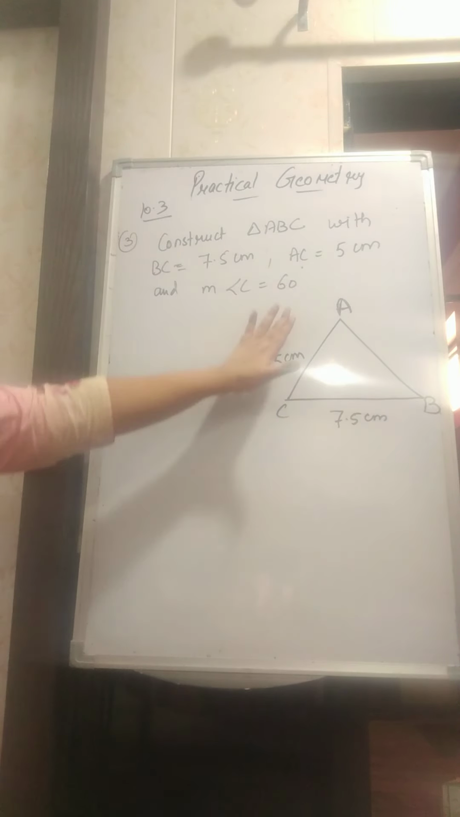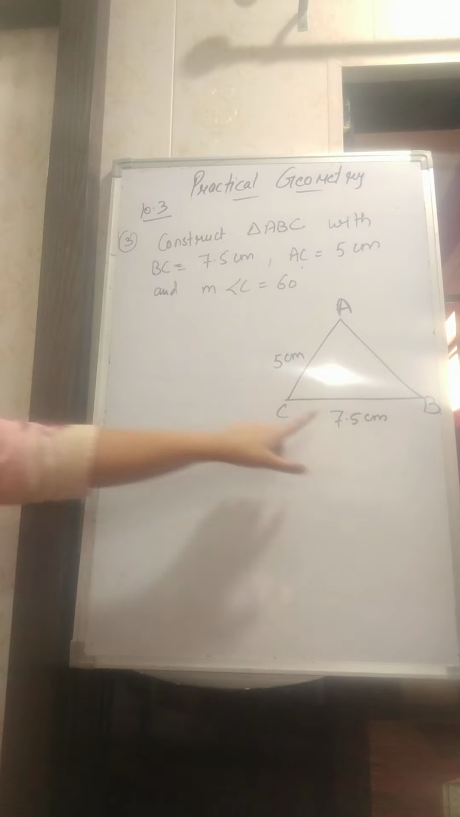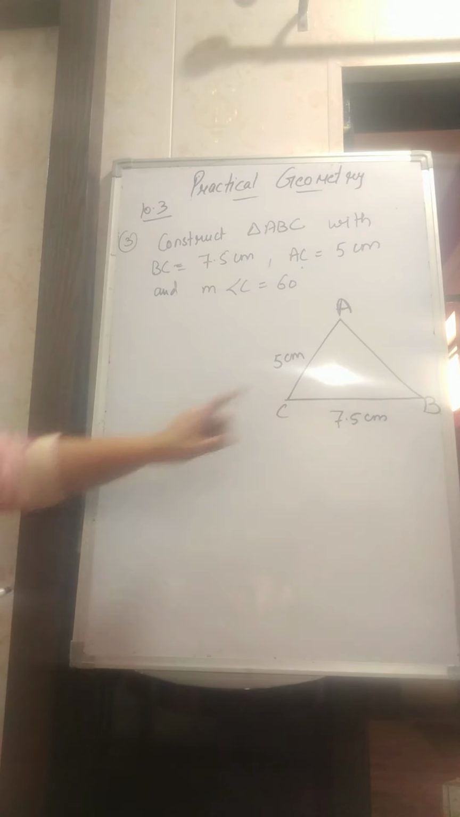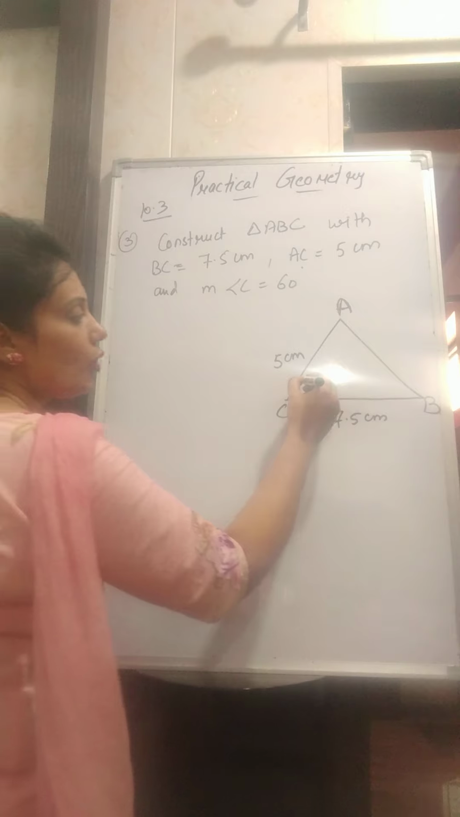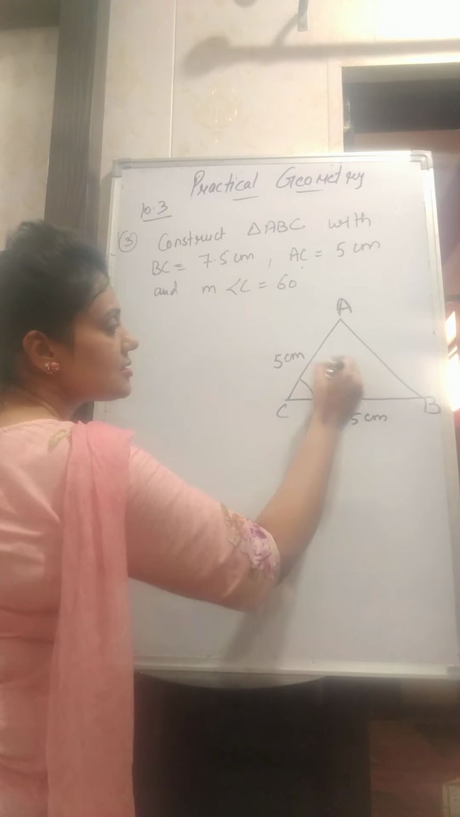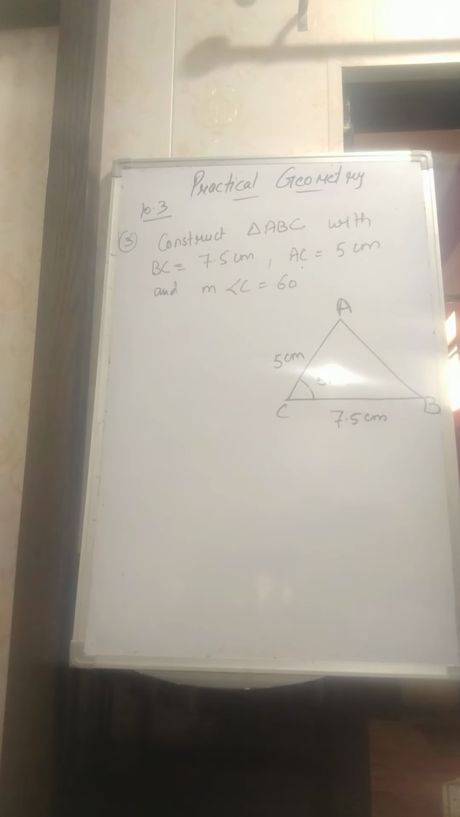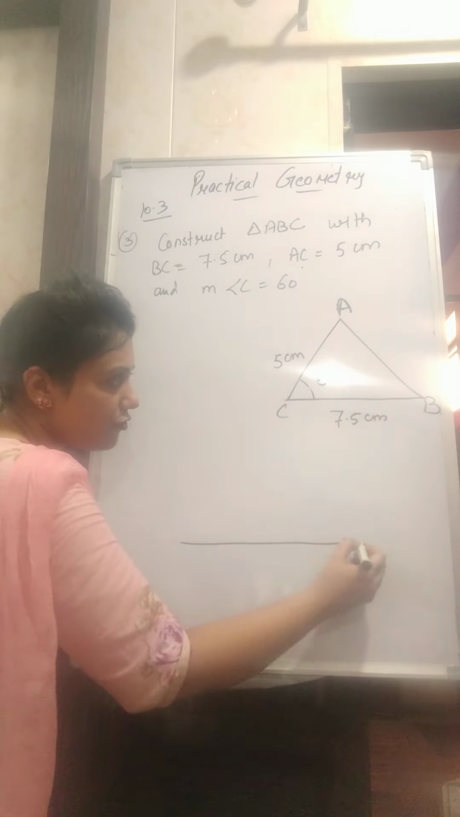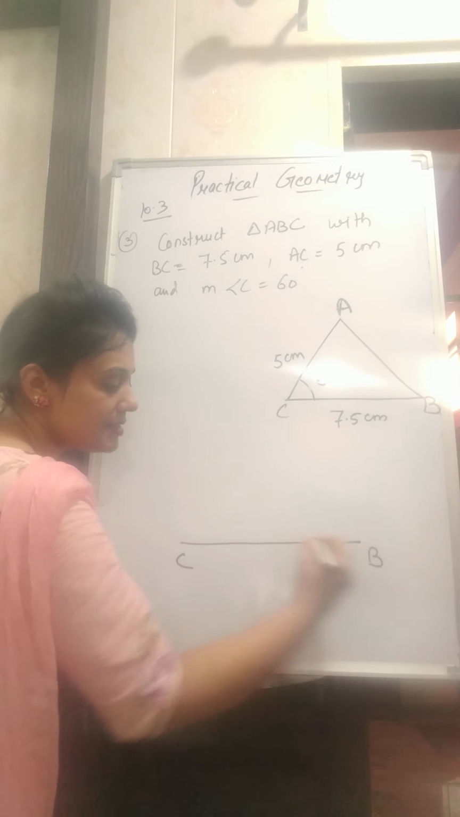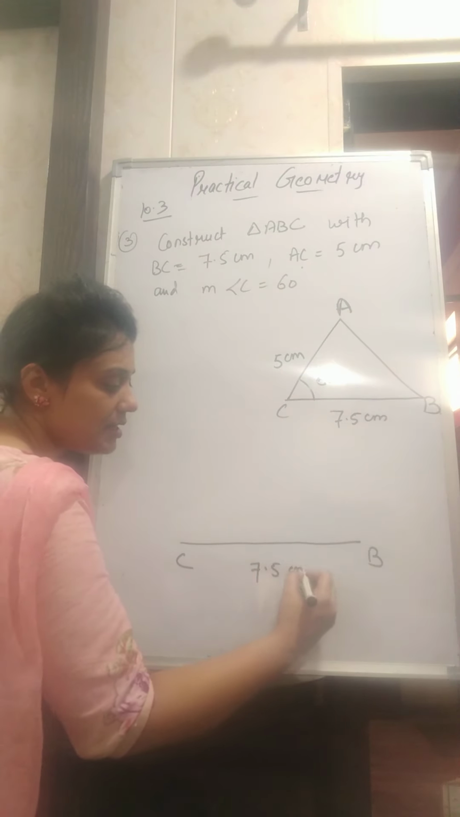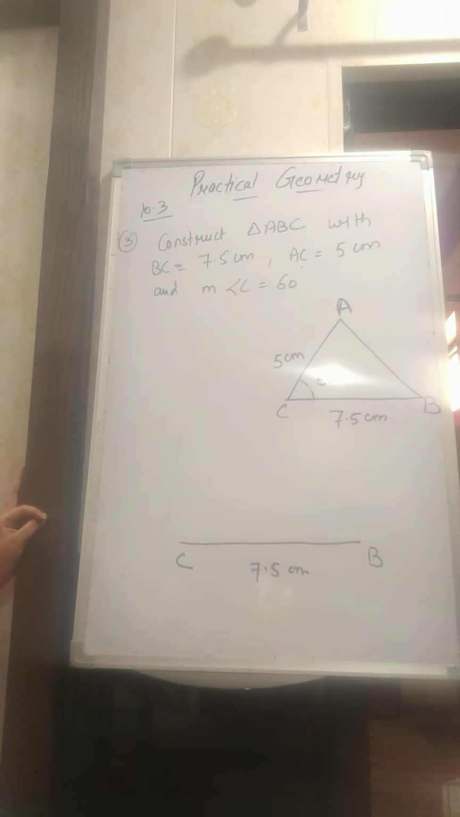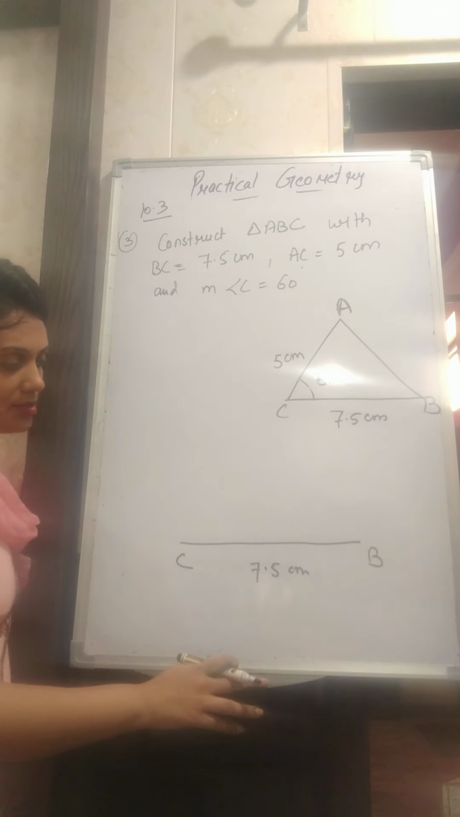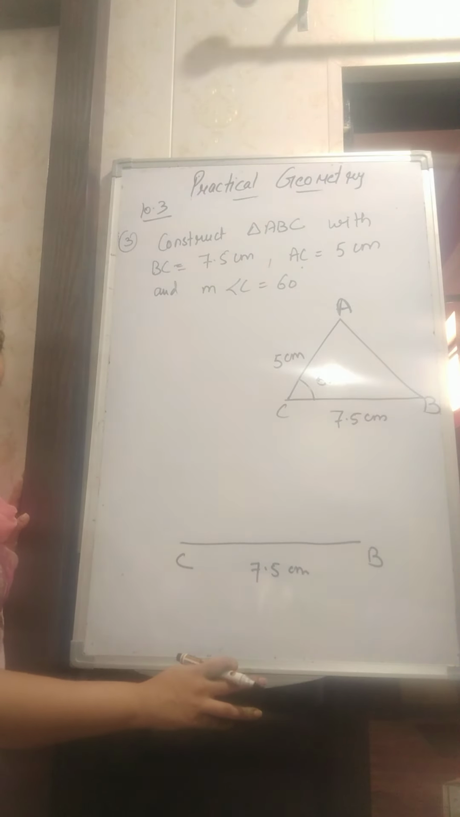So I have taken BC at the base. BC 7.5 centimeter, AC 5 centimeter, and what is the measure of angle C? It is 60 degree. Now we will make the fair figure. For that, what you have to do? You have to first of all draw a line segment CB of 7.5 centimeter, right?